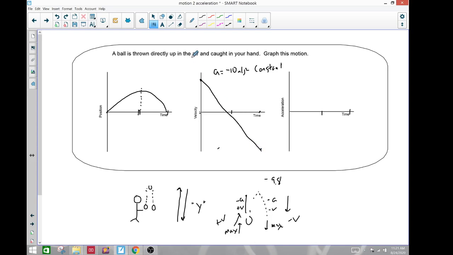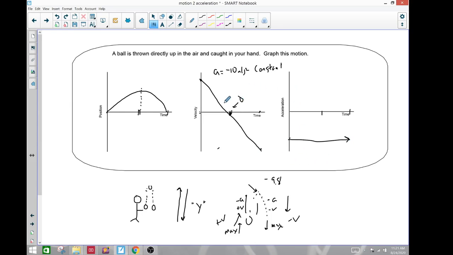There we go. Constant slope, meaning we have negative 10 or negative 9.8. Maximum velocity at the peak, which isn't perfect. It'd be nice to hit that line right there. We have 0 velocity right when it reaches the top, and then it changes direction and comes back down. And then acceleration is just going to be right like that. All right, that's not easy.